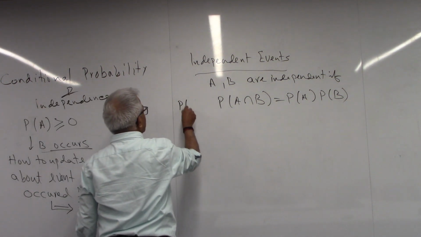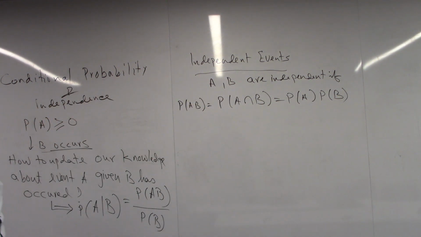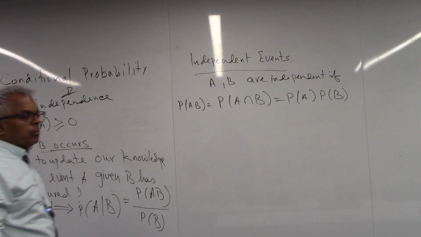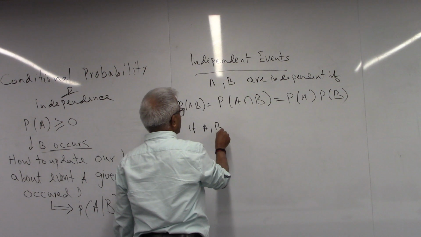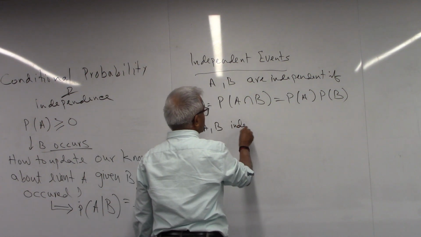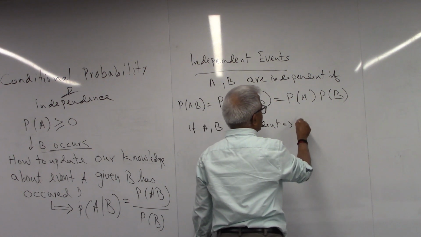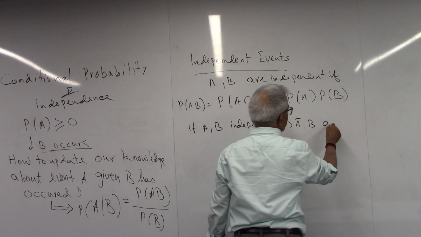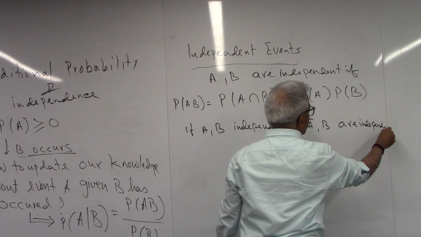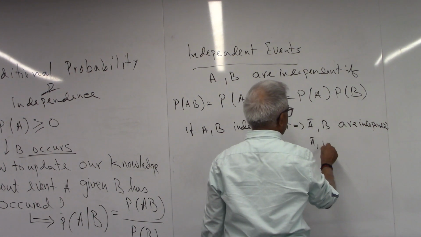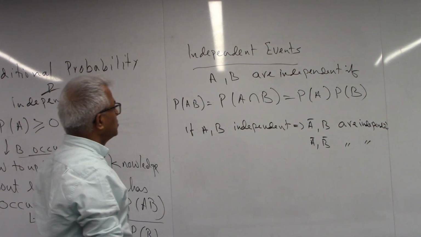So this is the definition. Now it's easy to show that if A and B are independent, then A bar and B are independent, A and B bar are independent, A bar and B bar are independent, etc. So let me show one of these quickly.